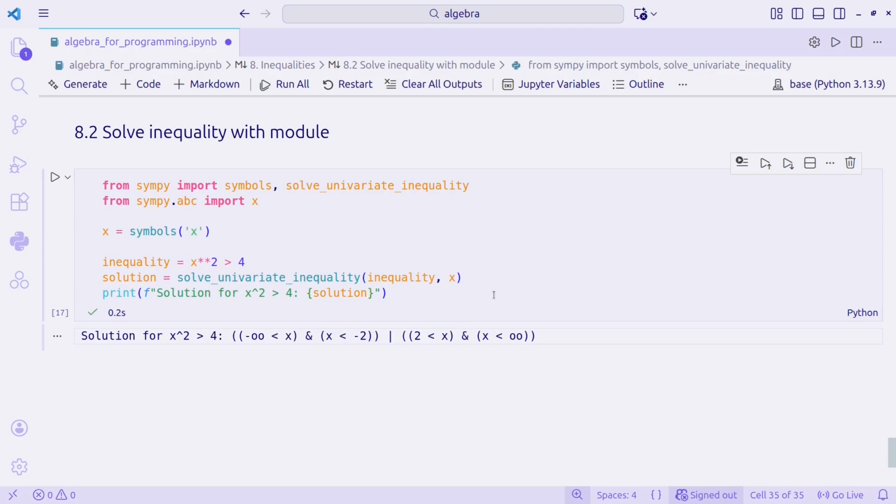And here, if we want to join the two things together, the combined result will be just x less than negative 2, or, if we want to join the two parts together by using the AND symbol, x is larger than 2, or 2 is smaller than x. So that means we can get the solution by using the built-in modules in Python.